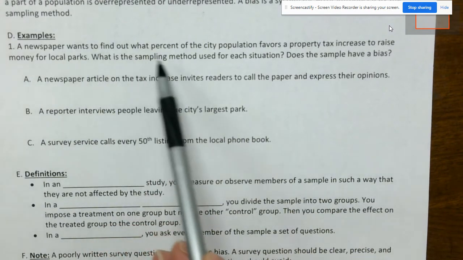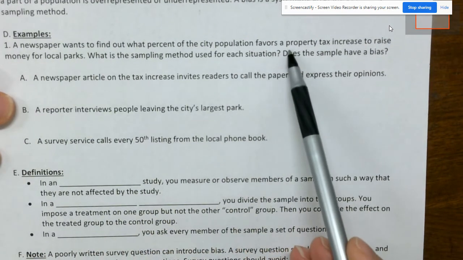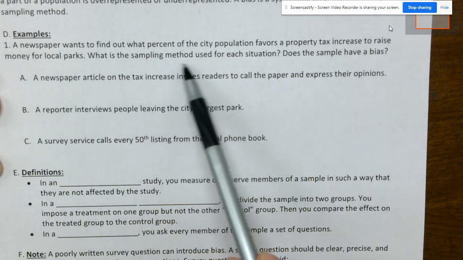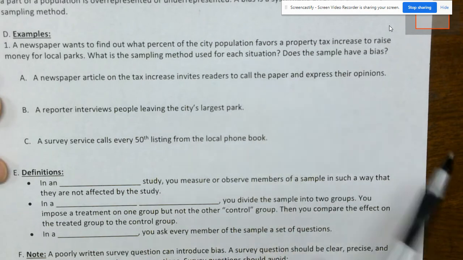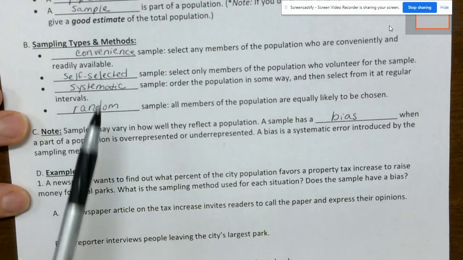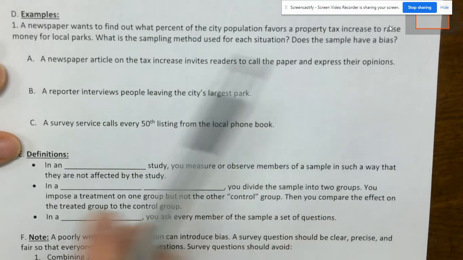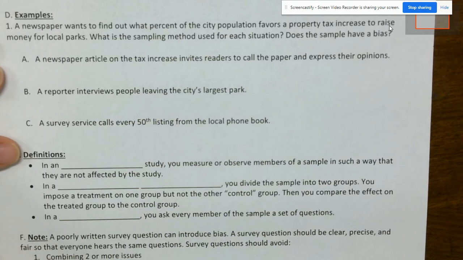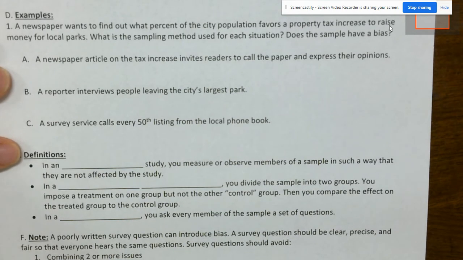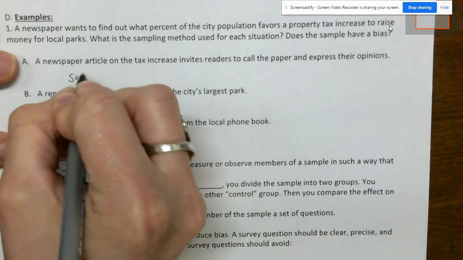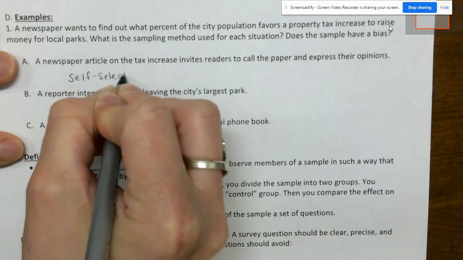A newspaper wants to find out what percent of the city population favors a property tax increase to raise money for local parks. What is the sampling method used for each situation? Now remember, the sampling methods are these four that we listed here: convenience, self-selected, systematic, and random. So let's look at our choices. A newspaper article on the tax increase invites readers to call the paper and express their opinion. So that would be they volunteer for the sample. That means it's a self-selected. So that's our sampling method.